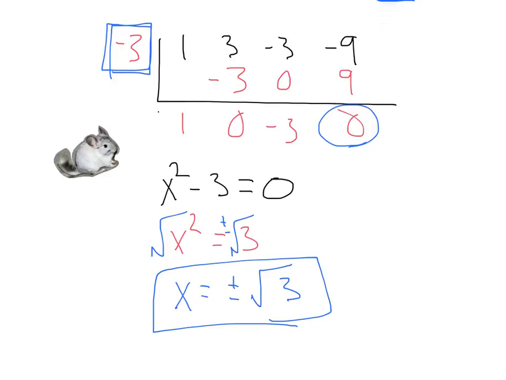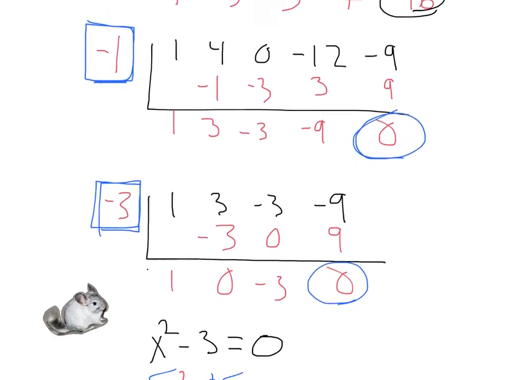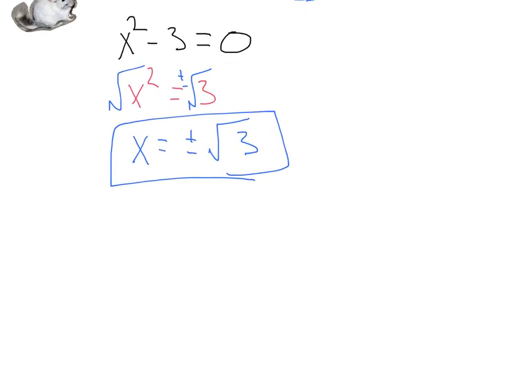So going back and checking, I've got my zeros of -1, -3, and plus or minus square root of 3. So my zeros are -1, -3, and plus or minus square root of 3.